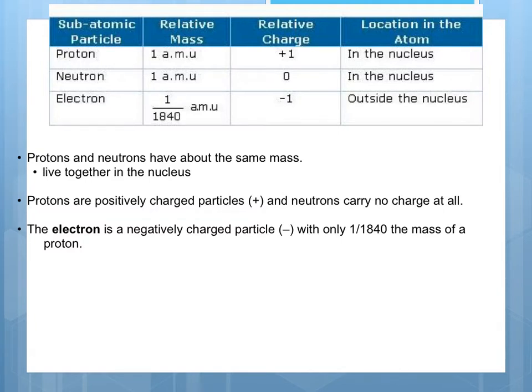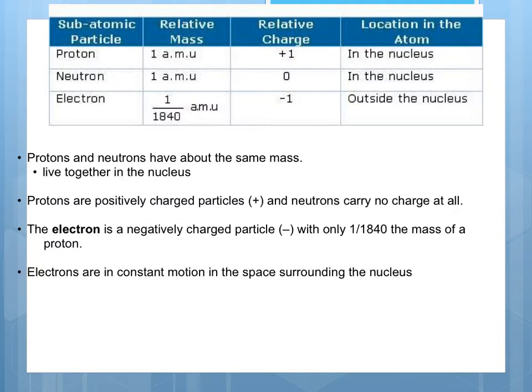And the electron has a negative charge, and it's very small. 1/1840th of an atomic mass unit. Or you would need 1,840 electrons to equal the mass of 1 proton or 1 neutron. So tiny little guys. They continue to orbit around the nucleus. We'll talk about them orbiting in shells.